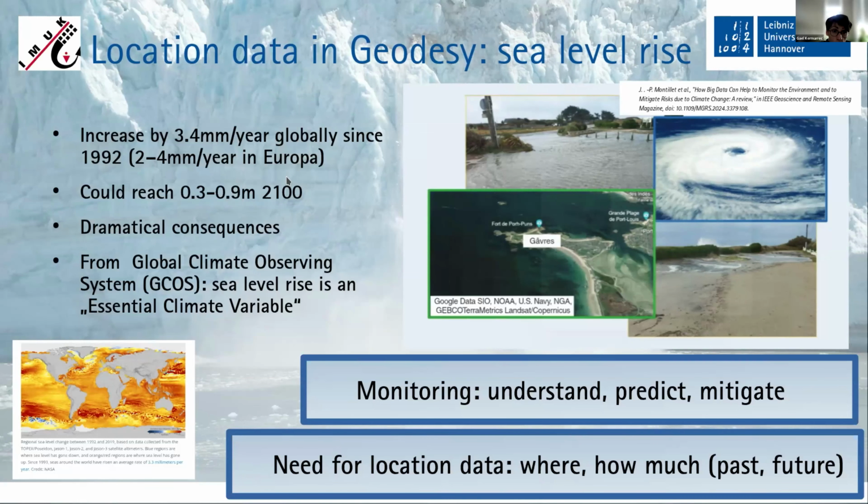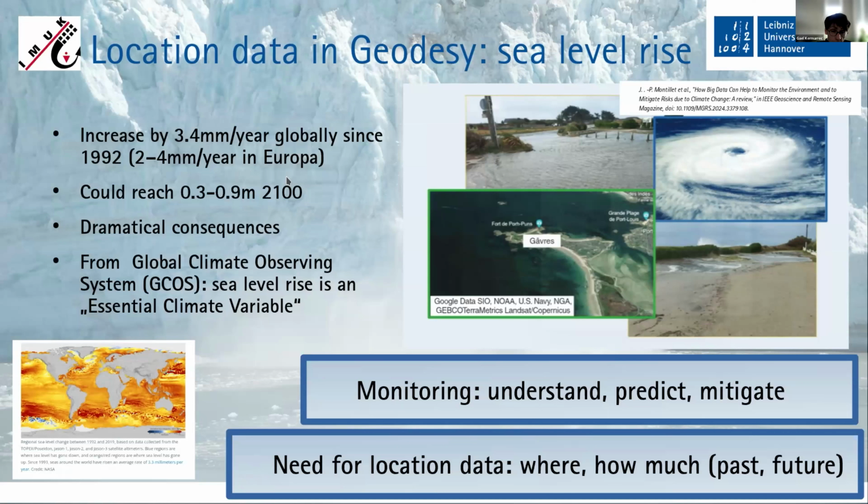It is so important that it was defined as an essential climate variable by the Global Climate Observing System, GCOS. So sea level rise is an essential variable, but not only sea level rise, also the uncertainty which is associated with it, because I can say, okay, it will be 1 meter globally, but plus or minus 1 meter, and it doesn't make sense. So it's also very important to assess the uncertainty.